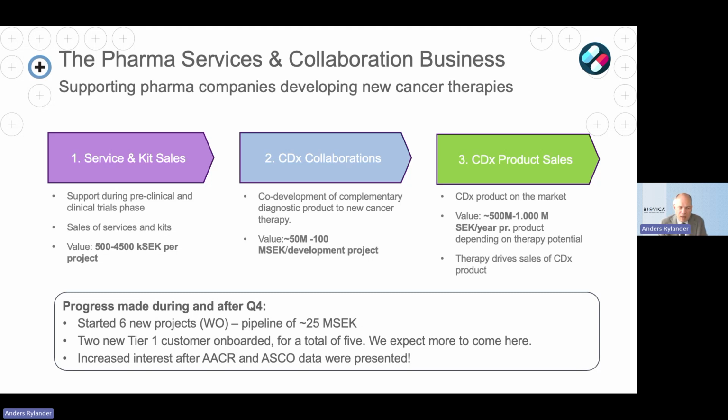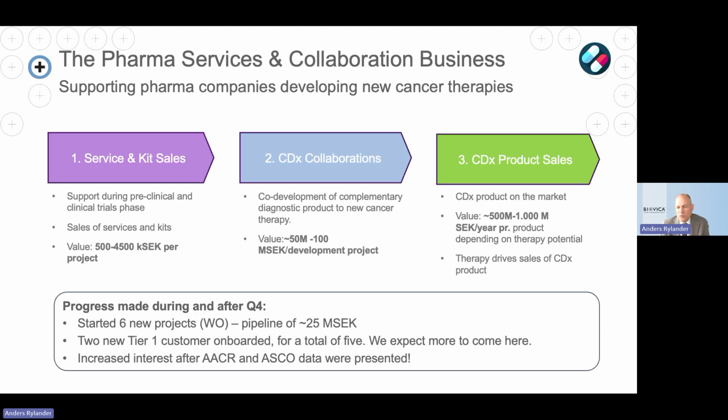We also have onboarded 2 new tier ones, so we have a total of 5, and we expect more to come. As I said, we have passed the enrollment process for yet another one, so we're about to sign another deal there as well. So we've seen increased interest also after AACR, ASCO, and San Antonio. So the clinical data that we were able to present is something that drives revenue here as well.